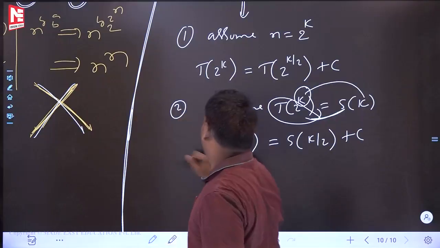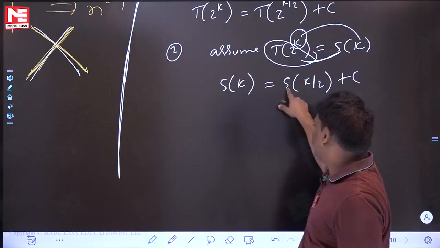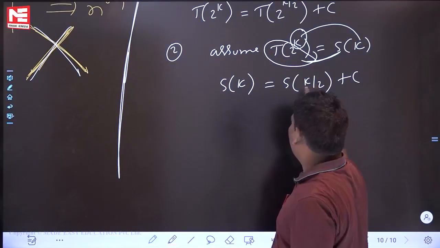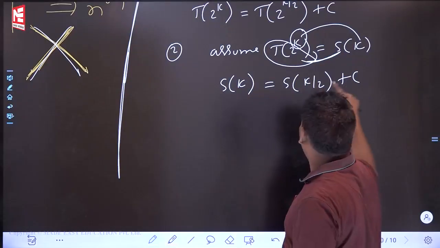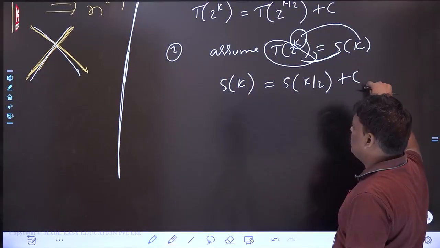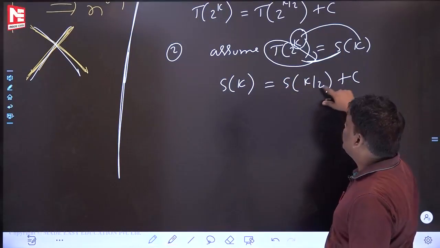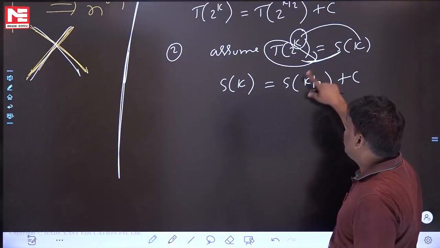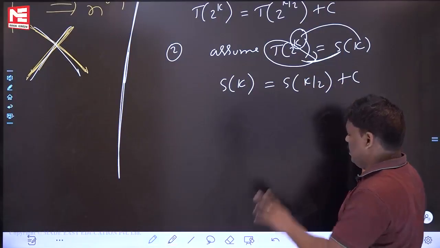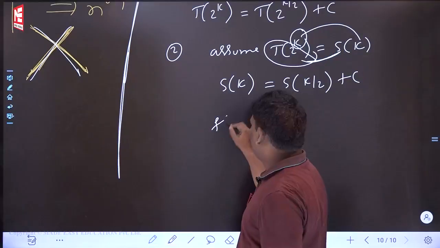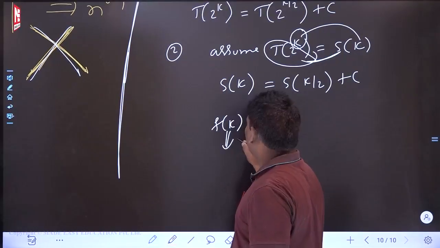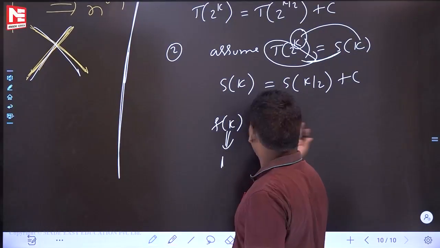Master theorem format. Can you say, in this particular recurrence relation, what is the f of k? All are in terms of k only. What is the f of k? C. Next one, what is the a? 1. What is the b? 2. What is the k power log a base b? Because all are in terms of k. Let me start. F of k. What is the answer? Constant. That may be C, whatever it is.